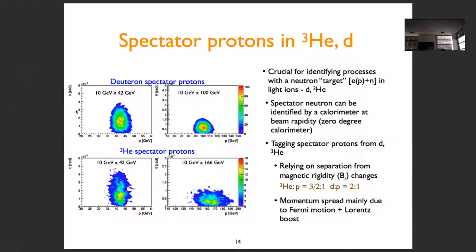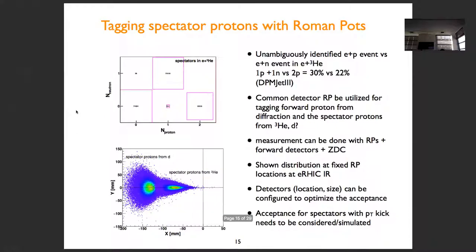Otherwise, if you bend too much, you can come up with some other kind of detector at a different location. Maybe another optimization is required, for the location and the position and so on. But it can be done. So this is basically what it shows. This is the spectator protons coming out of helium-3, and the spectators coming out from deuterons. And this is at the proposed Roman pot locations.